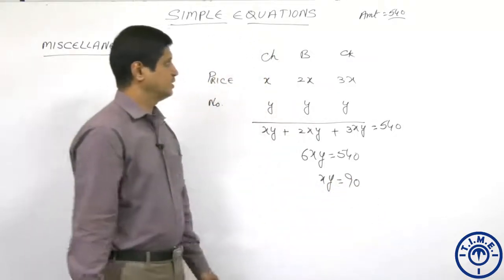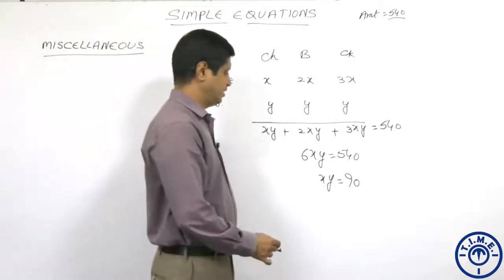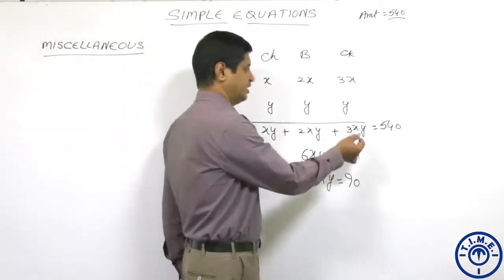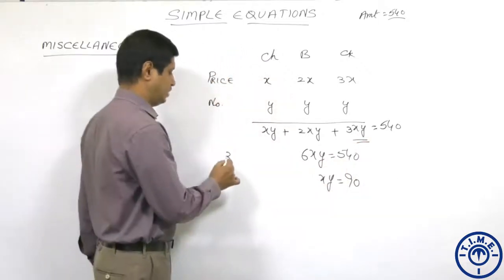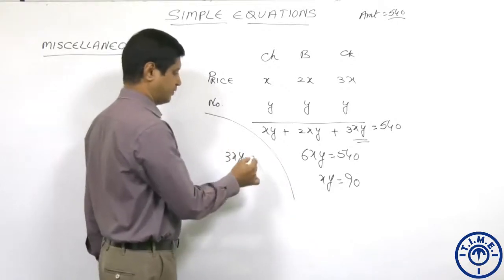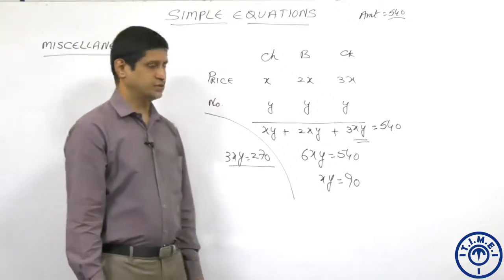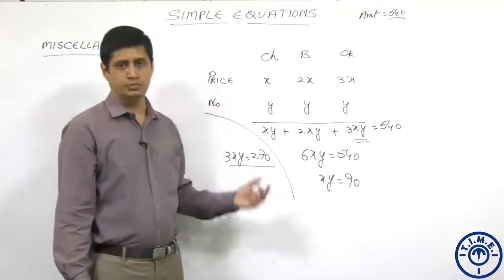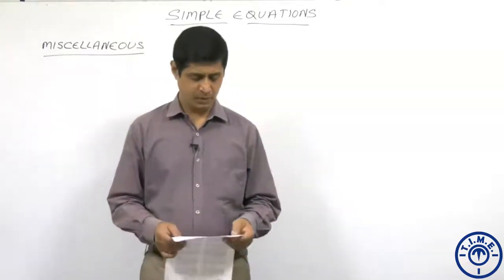What are we to find? The amount spent on cakes. The amount spent on cakes is the 3xy value. What is the 3xy value? 3xy means 3 times 90, which is 270. So what is the right choice for this question? Option 2. The second option is the right choice. Now look at the next question.